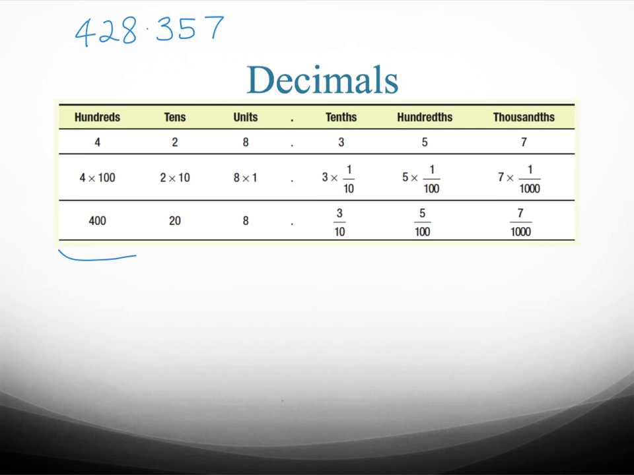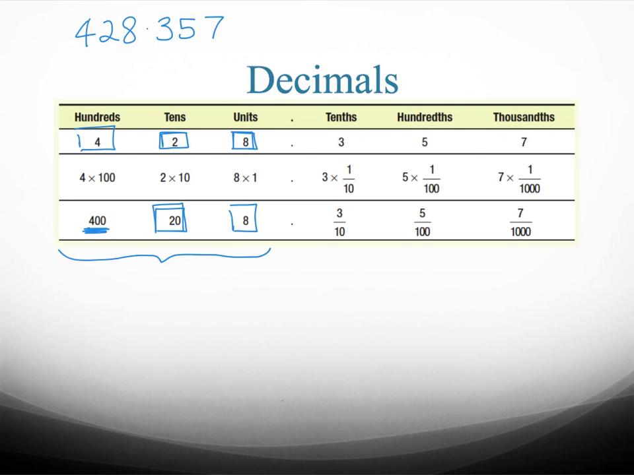Here on the left-hand side of our decimal point is our whole number component of the decimal. In the hundreds column, we have 4, so we have the number 400. In the tens column, we have 2, so we have the number 20 is represented. And in the units or the ones column, we have the number 8, and so we have 8 units.